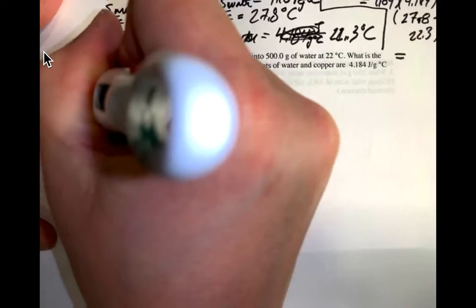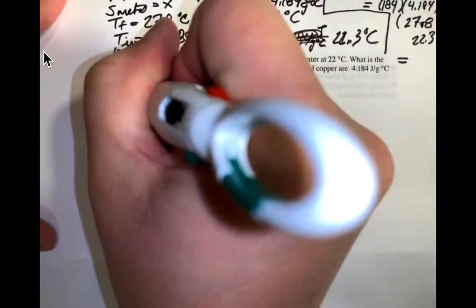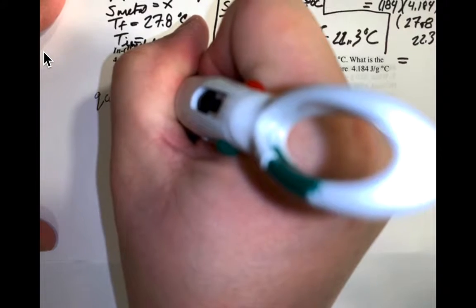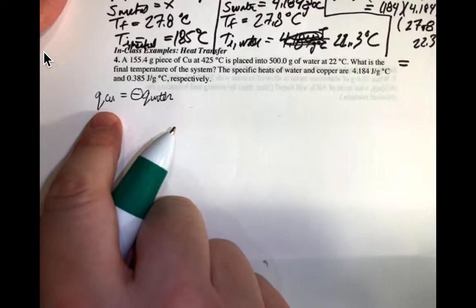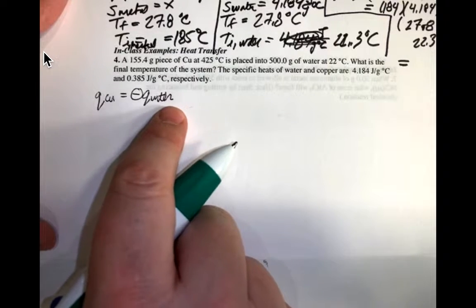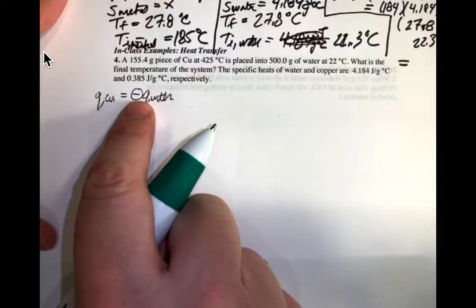So ultimately, what we're going to do is use the fact that all the heat from the metal goes into the water. All that changes is the sign here. So the exact same amount of heat that was in the metal ends up in the water. But since the metal is cooling down and the water is heating up, we need a negative sign here.